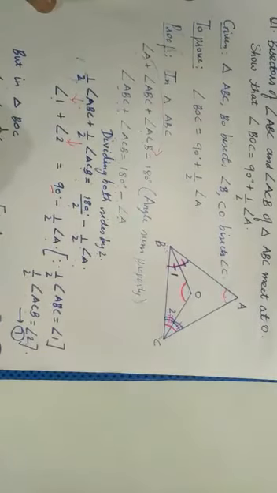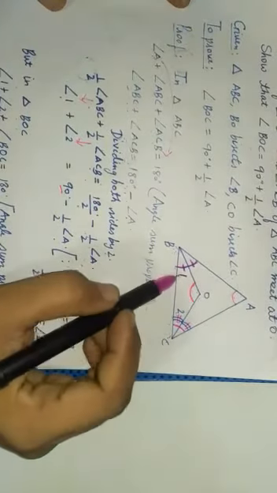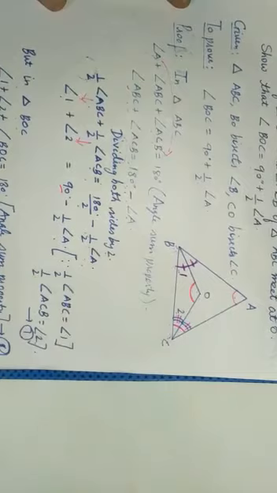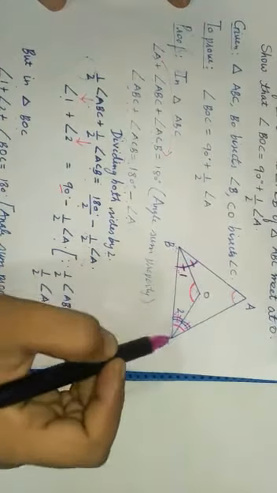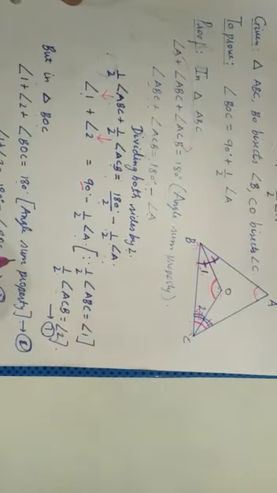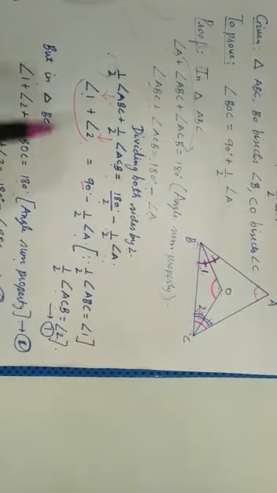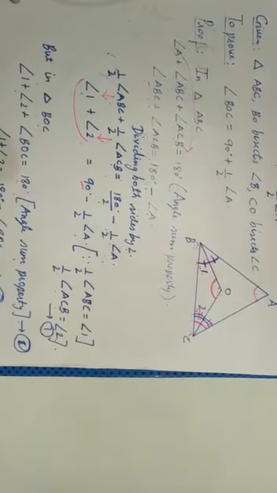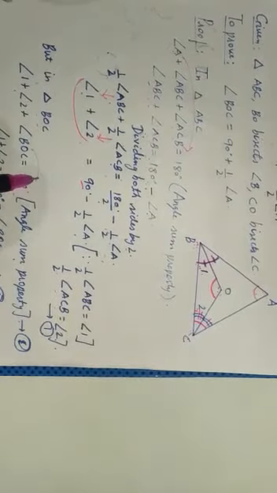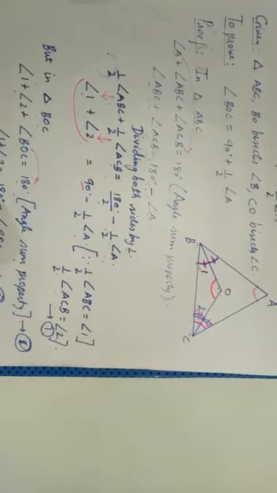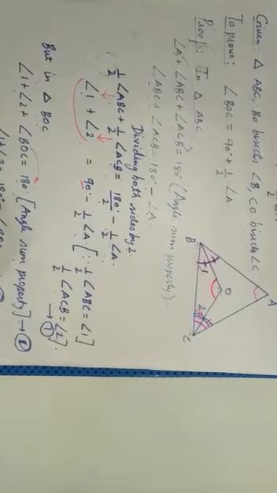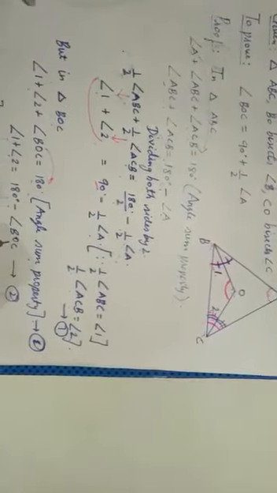Now come to this triangle BOC. Using the angle sum property, what can we write? Angle 1 plus 2 plus BOC equals 180 degrees, that is again the angle sum property. If you compare equation 1 and this, we need the value of angle 1 plus 2. So from this I can write angle 1 plus 2 equals 180 minus angle BOC, transferring this to the other side.